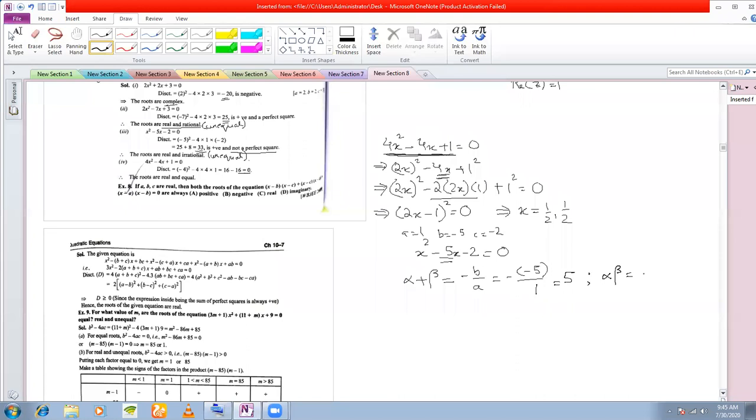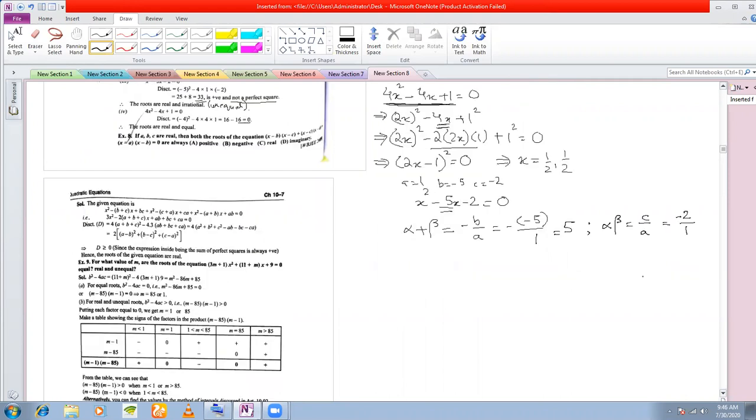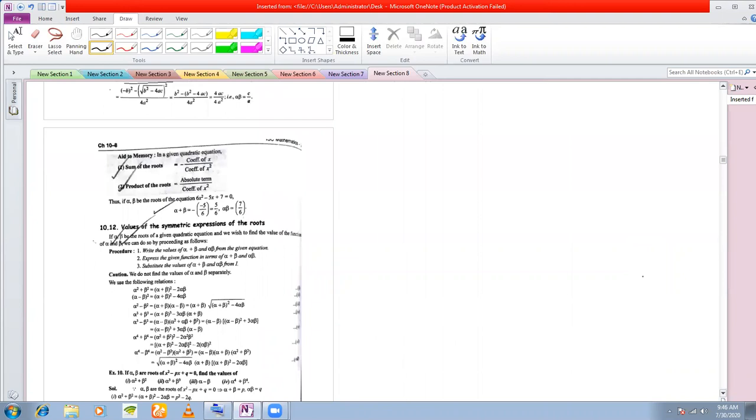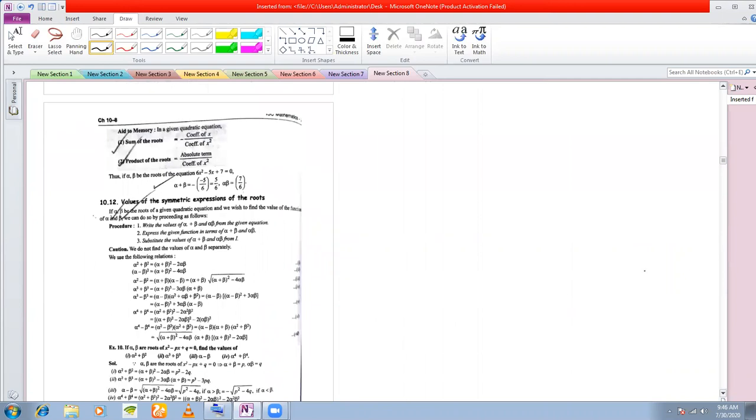Alpha beta is the product of the roots, that is c by a. And c is minus 2 by 1. So the product of the roots is minus 2. So without actually calculating the roots, we are able to find the sum of the roots and the product of the roots. So this is a very, very important result to be remembered.